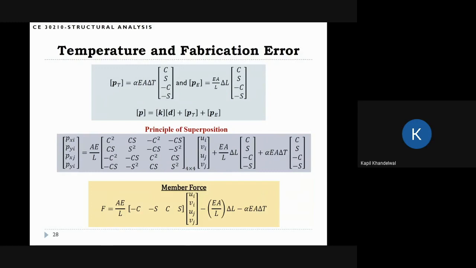Finally, after we solve the system, if you want to find the member forces for the case of a truss, we have derived this equation that gives a single number for a truss member. And in this case, we can calculate force as AE by L multiplied by this row vector times the column vector. So this is just the displacement vector. And this is the row vector of minus C, minus S, C, S. And we have to, again, include the contribution of fabrication error and the temperature effects. So make sure that you include these two entries when you're doing the calculations.